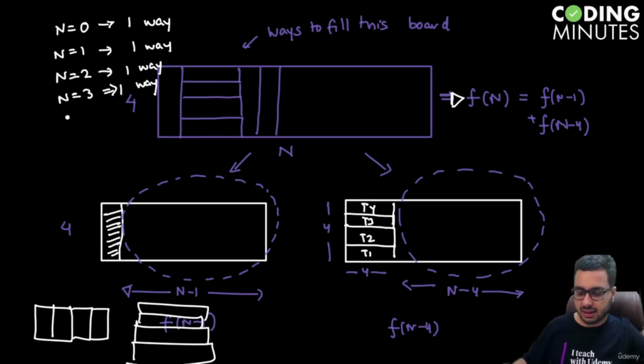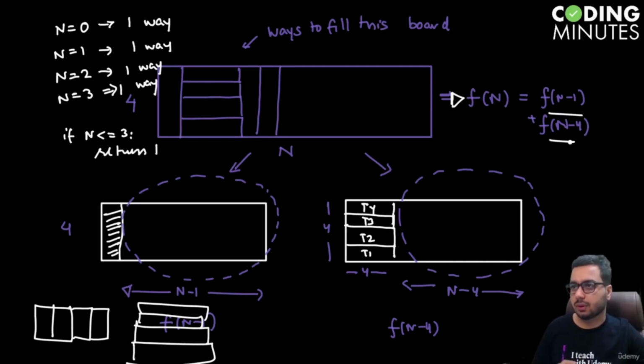So in this case, I can say that for n less than or equal to 3, the answer is 1. So the base case would be, if n is less than or equal to 3, I will return 1. Otherwise, I will return the answer as f of n minus 1 plus f of n minus 4. So this is your base case and this is your recursive case.